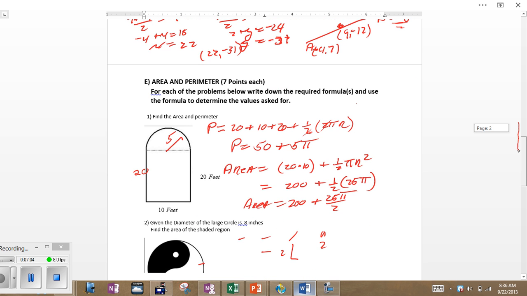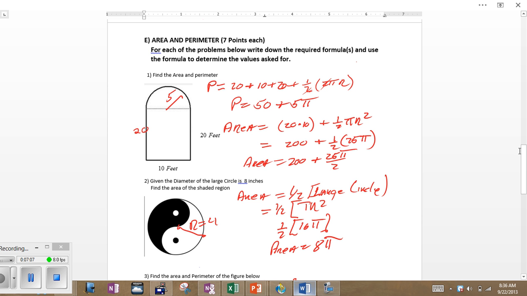Okay. Here's a problem right off of our worksheet. The perimeter is the distance around. It does not include this piece, okay, which some of you included.